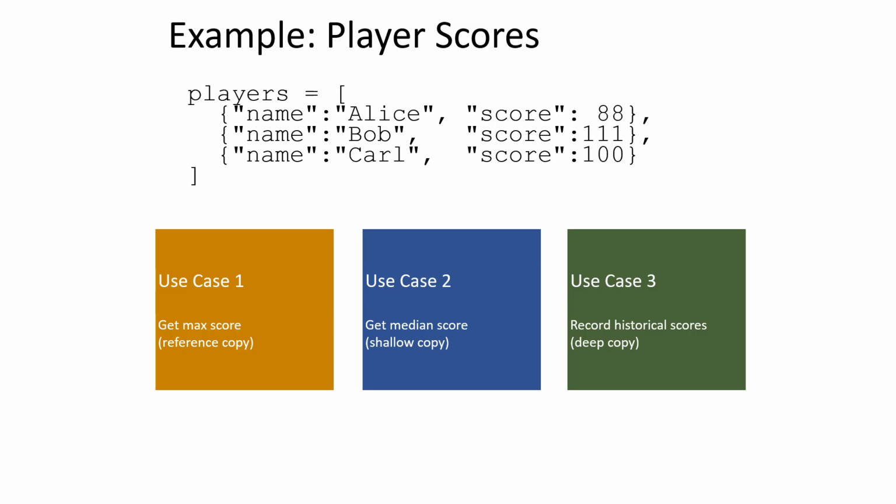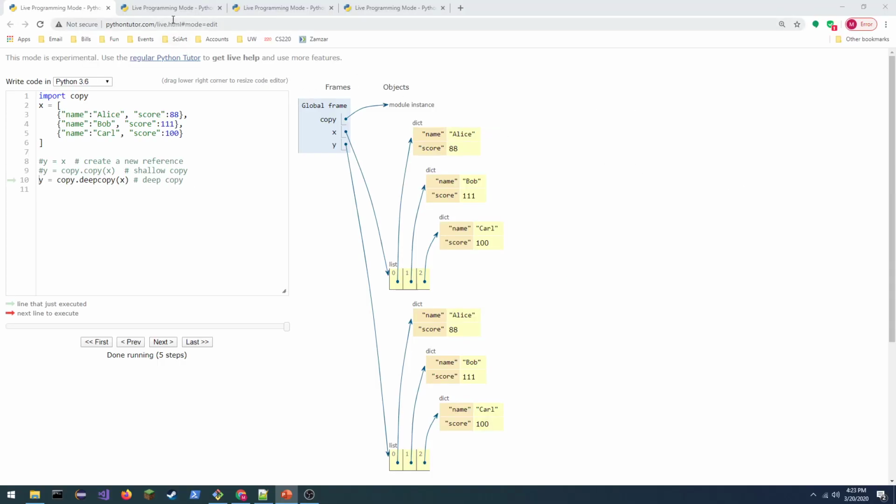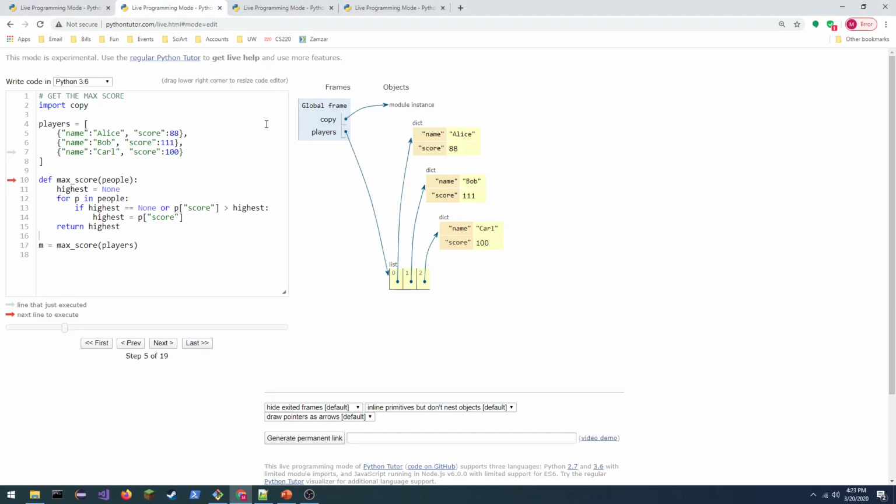Okay, I'm going to pop back over to Python Tutor and take a look at the second example, or the very first example of a use case, getting the maximum score. So just to walk through code that takes care of solving this problem, I'm going to import the copy module and just make a note of where that's stored in my global frame. I've got my player data structure. So this is the same list I've been using for all of my examples. Players is a reference to a list that has 3 dictionaries.